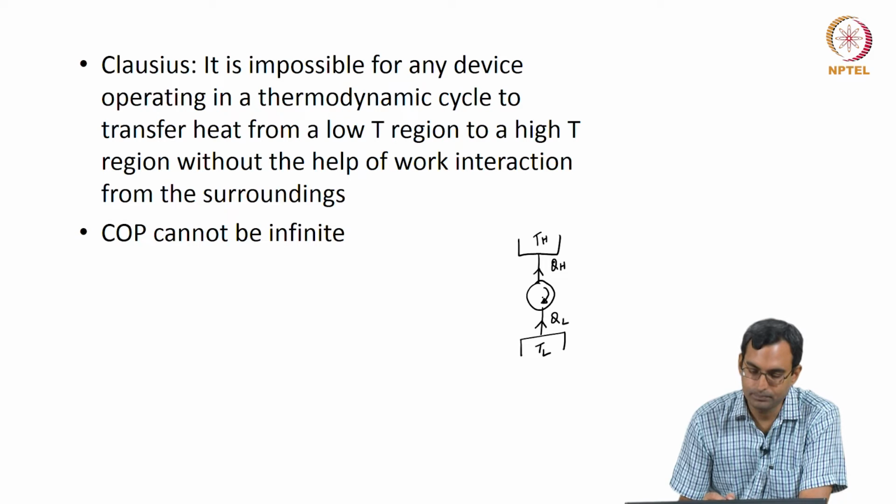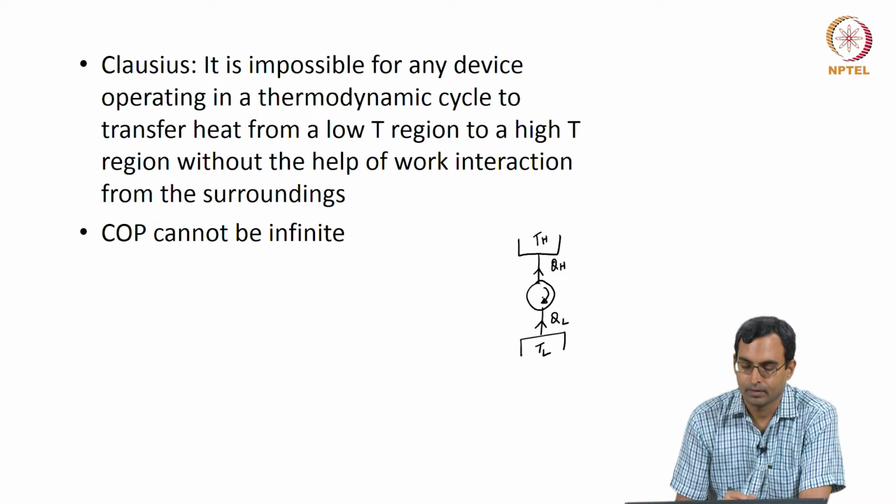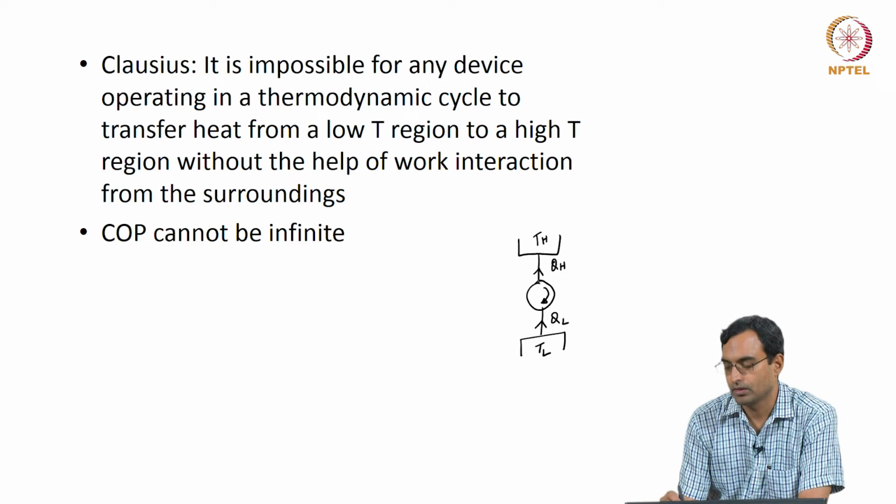It is impossible for any device operating in a thermodynamic cycle to transfer heat from a low temperature region to a high temperature region without the help of work interaction from the surroundings. So what it says is, I cannot do this process. I cannot take heat from a low temperature and transfer it to a high temperature unless I have work. The way I have drawn it here, without any work, the second law says this is not possible.